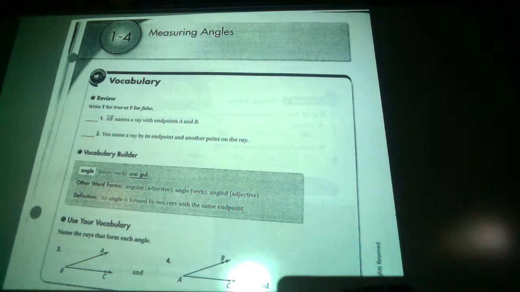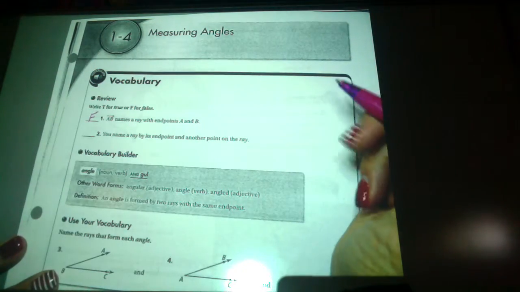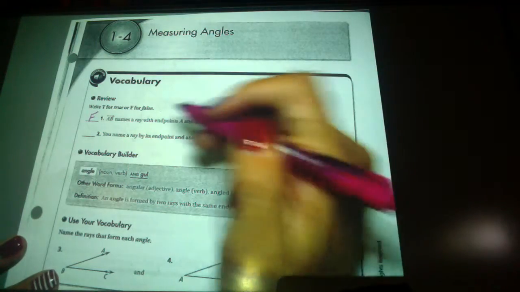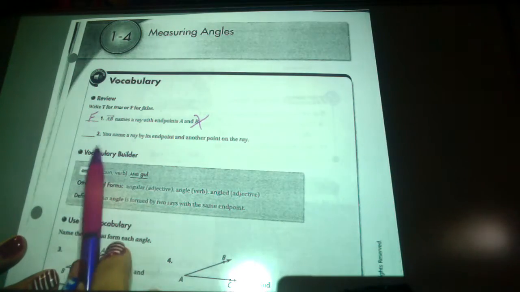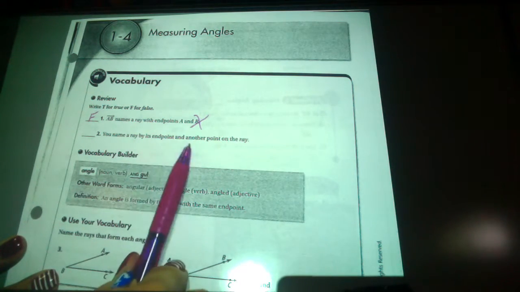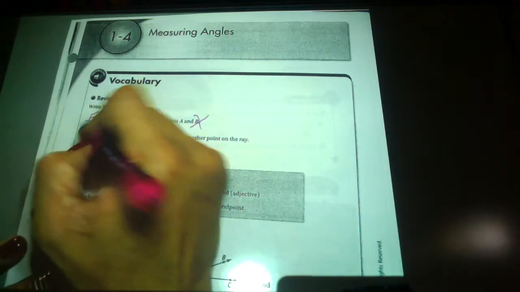All right, so we are going to be measuring some things today. So true or false? Ray AB names a ray with endpoints A and B. False. Why is it false? Rays only have one endpoint. So the one that's false is B is not the endpoint. Number two, you name a ray by its endpoint and another point on the ray. True or false? True. So that's your idea.